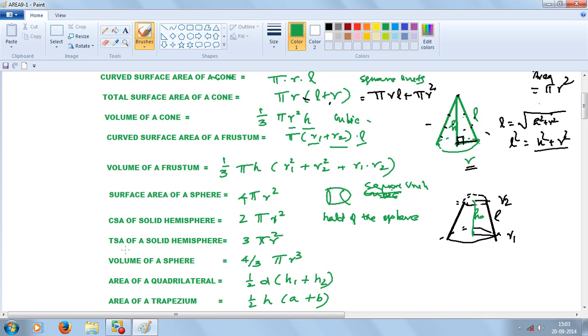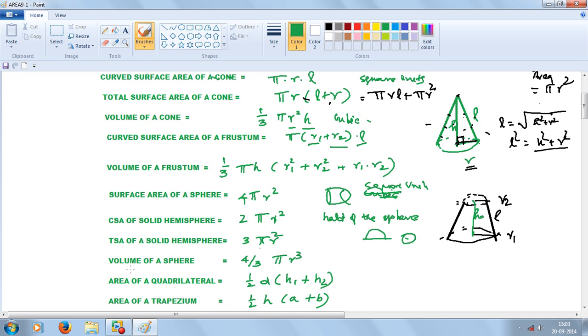What about TSA? Total surface area, the short form we are using, of a solid hemisphere. So when you say solid hemisphere, it is half, and there is a bottom. The area at the bottom also is like this. So it's pi r square. So CSA is 2 pi r square plus bottom is pi r square, then it becomes 3 pi r square. TSA for solid hemisphere.